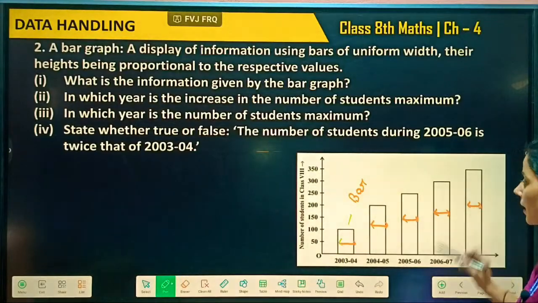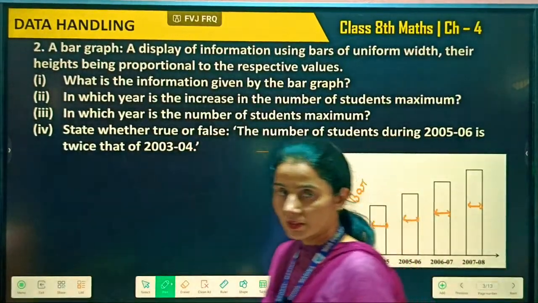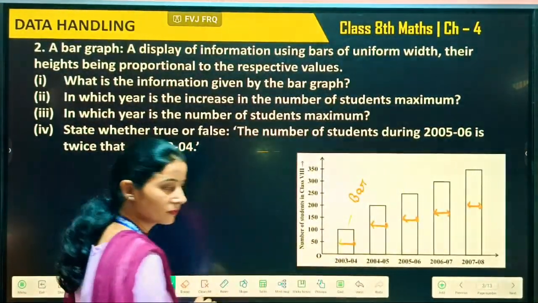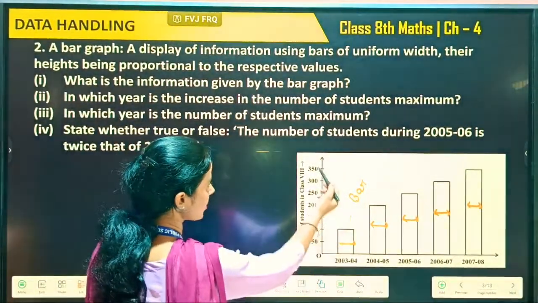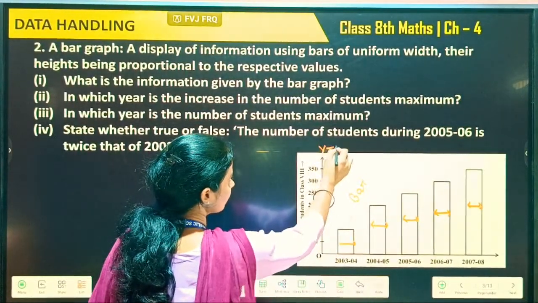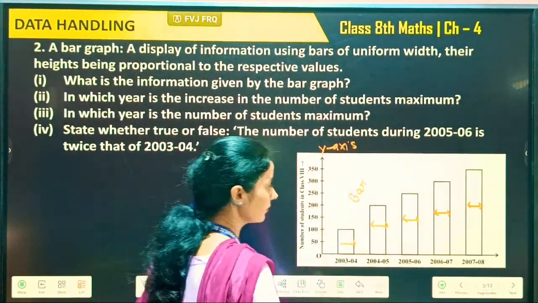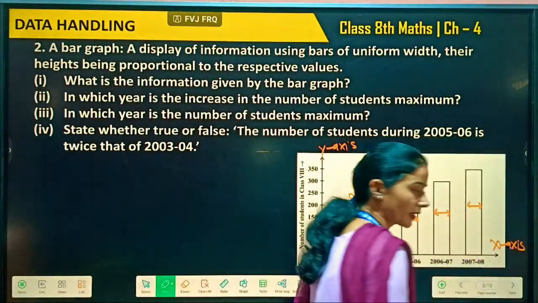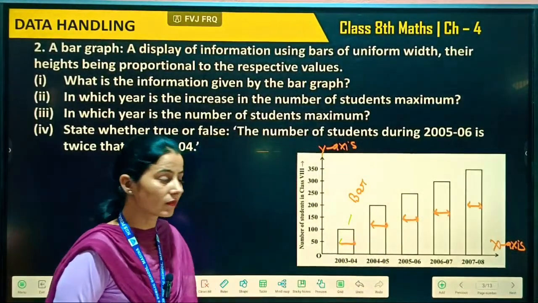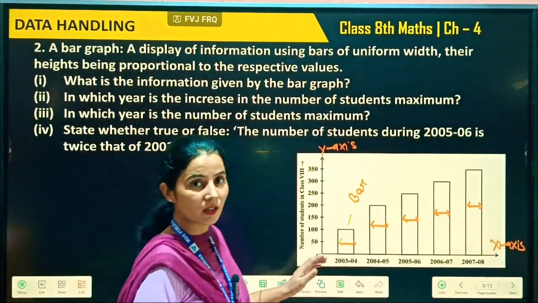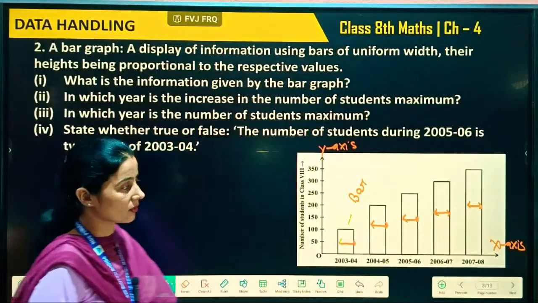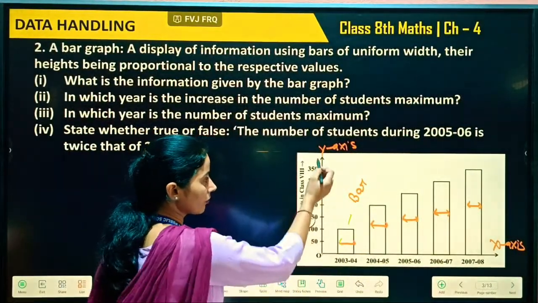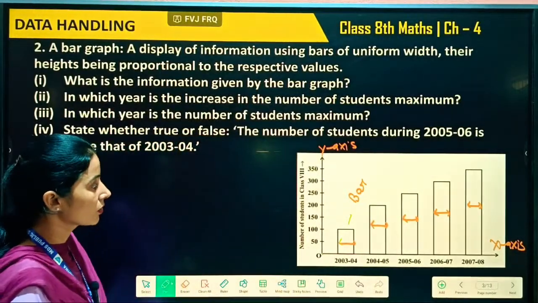While drawing a bar graph, there are some points we need to keep in mind. It will start from 0. This is the y-axis of your graph, and this is the x-axis. Independent information we will consider on the x-axis, and dependent information on the y-axis. It starts from 0, and then this interval we will find out.